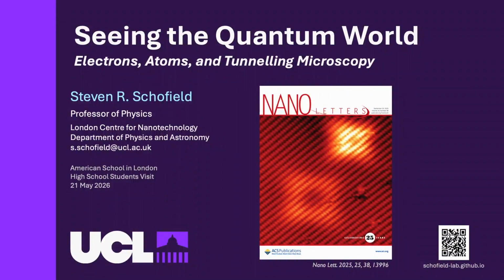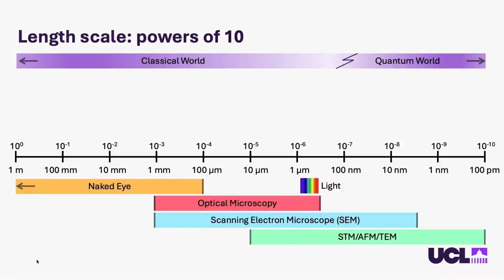I want to start by talking about length scales. So we're going to start from a meter, right, the length scale of a meter, and we're going to go down in powers of 10 down to 1 angstrom, or 0.1 nanometers, which is roughly the length scale of atoms, the size of individual atoms. So we start here at 1 meter. We have a guitar, but it's almost exactly a meter long.